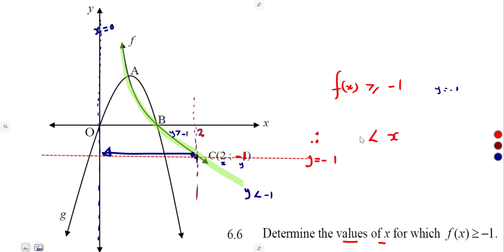So therefore, x is greater than 0, but less than or equal to 2. 2 is not an asymptote. It is a critical value, so it can be equal to 2. But not equal to 0, because that is an asymptote. Our graph is limited. It cannot reach that. All right, so that is how you answer these questions. As you can see, these questions, guys, are just direct.